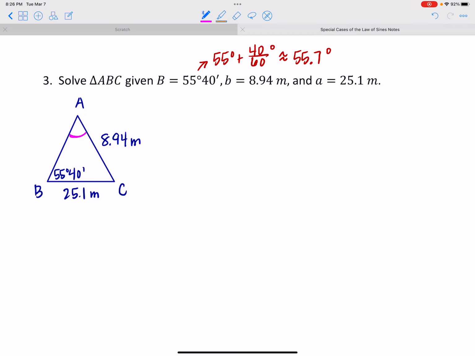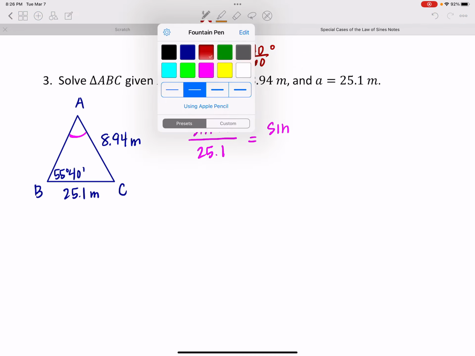So if I want to find angle A, the sine of angle A over its corresponding side, which would be 25.1, is going to be equal to any other ratio. Again, we don't know anything about C, so we'll use B. It would be equal to the sine of B, which is about 55.7 degrees, and maybe let's not. Let's try to keep this exact. So I'm going to put in 50.